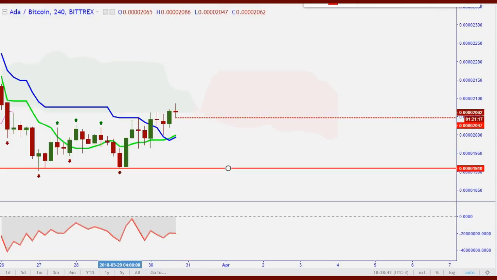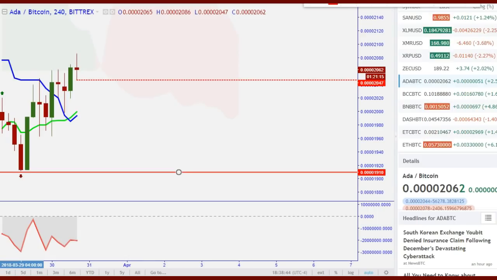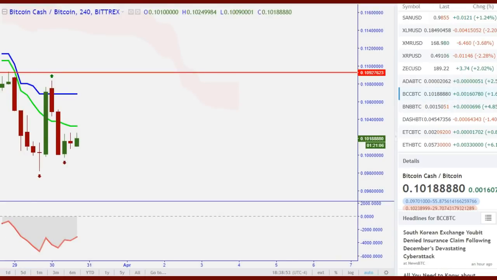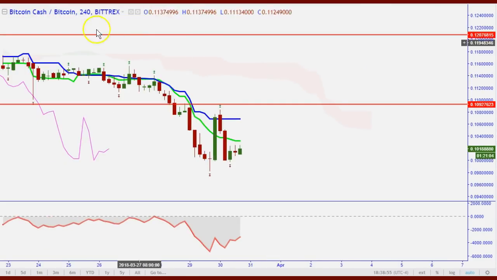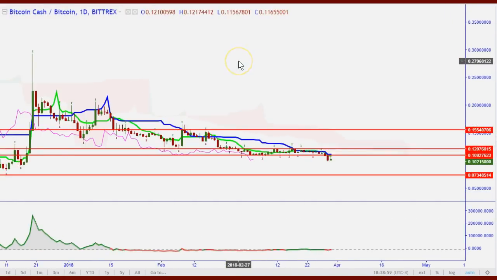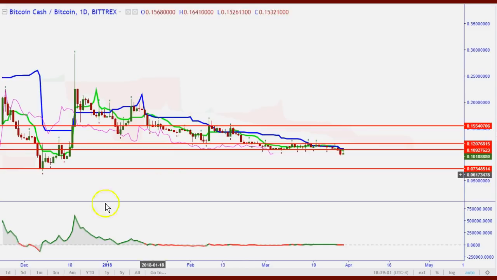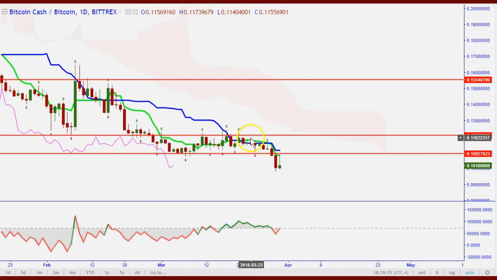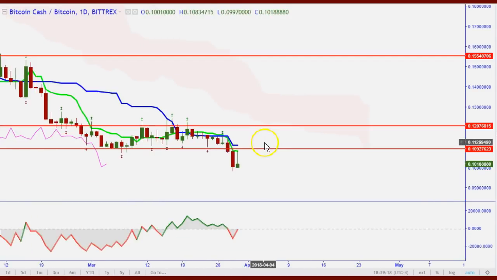All right, so let's go to BTC. Let's go there. So Bitcoin Cash. Let's go daily. Yeah, I was talking about this pair. I'm thinking with this pair, we may still see some downside movement here.